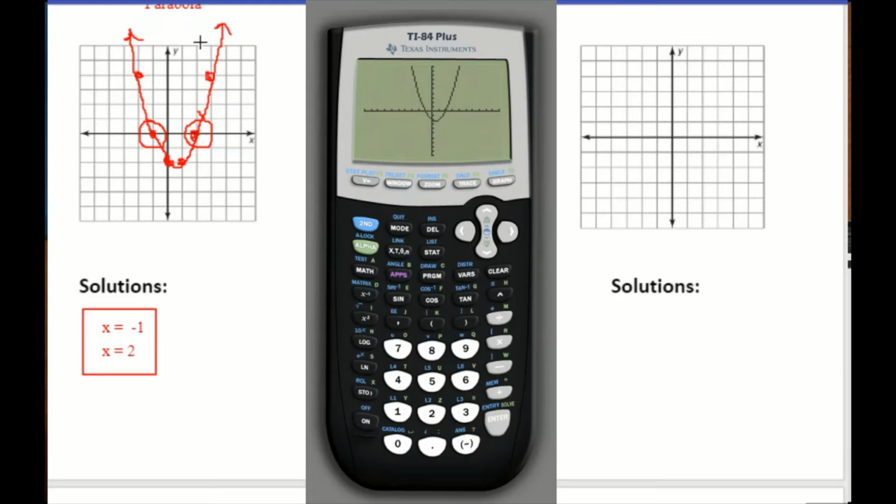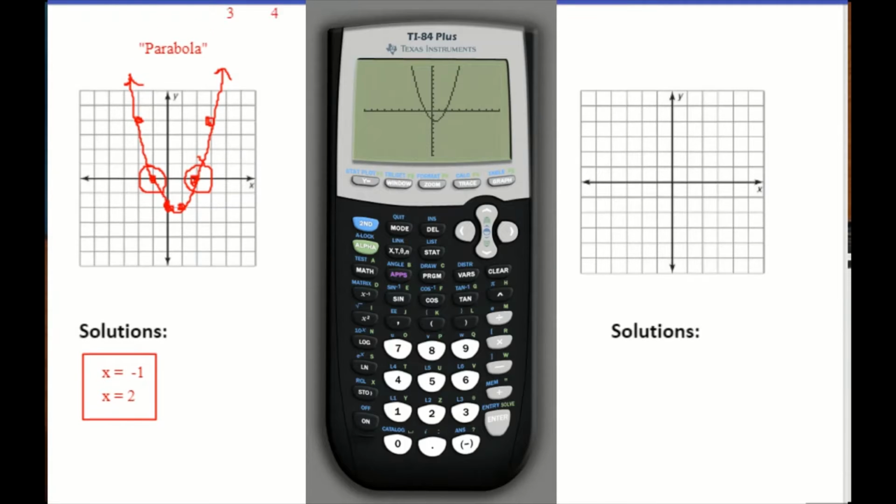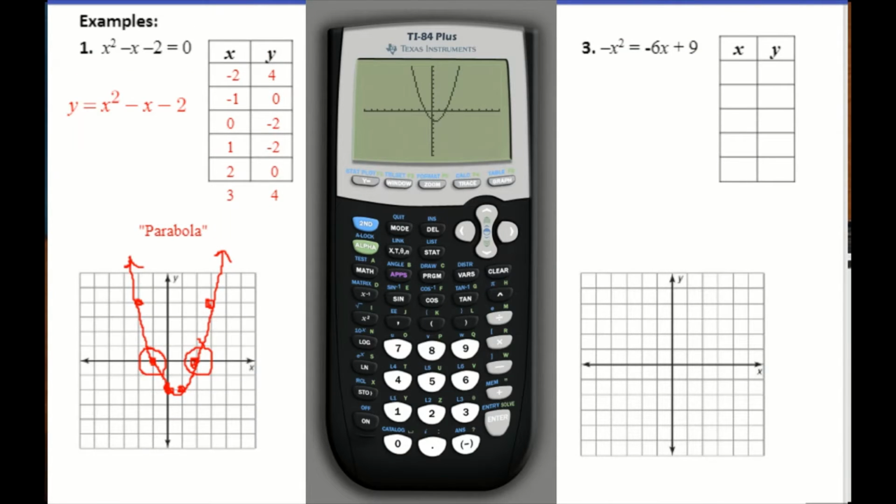If the parabola comes down like this, but does not cross that x-axis, then we will not have a solution. So we're going to see a couple of examples of that as well. Let's do number 2. We're going to do several examples here until we kind of get the hang of this. So we have x squared plus x equals 20.